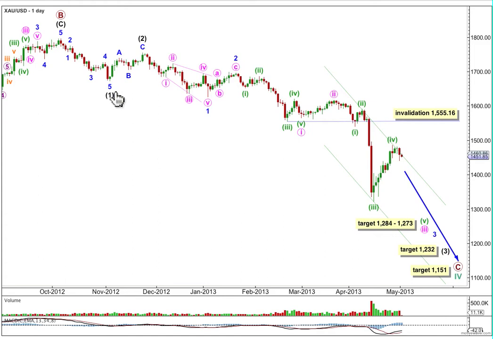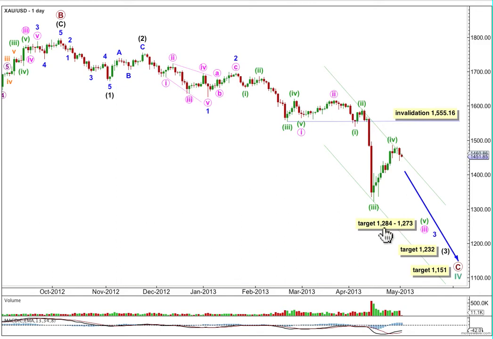Within intermediate wave 3, we have a leading diagonal for minor 1, a zigzag for minor 2, minor 3 can only subdivide as an impulse, and this impulse is incomplete. Within minor 3, we have minute wave 1 as an impulse with a slightly truncated fifth wave, a zigzag for 2, and minute wave 3 also is incomplete. Within minute wave 3, we have minuette 1, 2, a very clear strong third wave, a deep fourth wave. The fifth wave needs to complete.